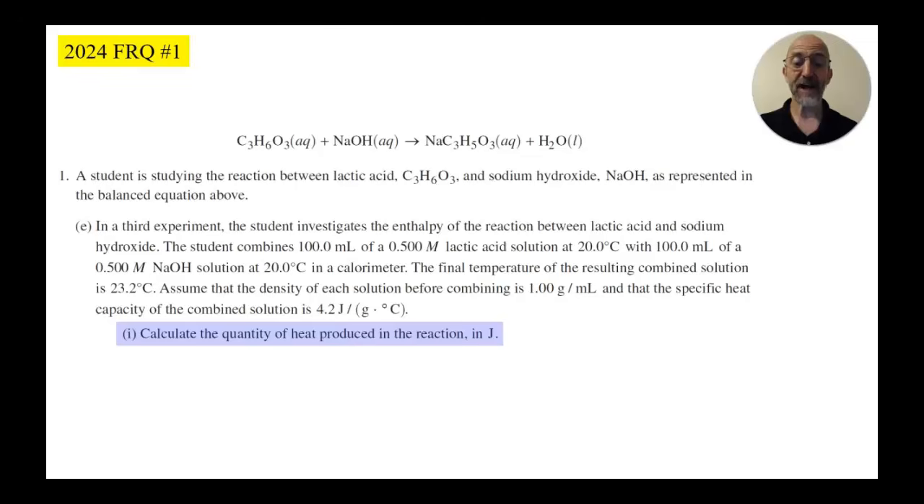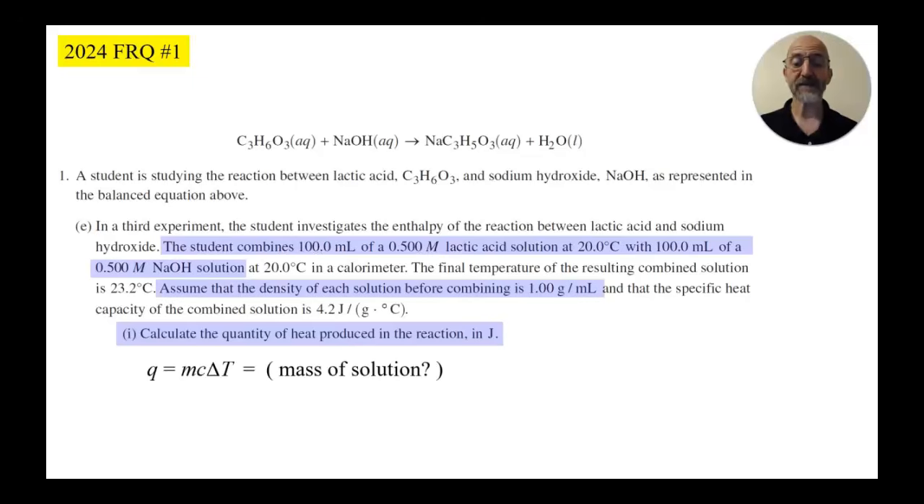This might be a good time to use q equals mc delta T. I can definitely see solutions being combined in a calorimeter, and we have an initial temperature of 20 degrees Celsius, and we have a final temperature of 23.2 degrees Celsius. So let's try the q equals mc delta T to calculate the quantity of heat produced in this calorimetry experiment.